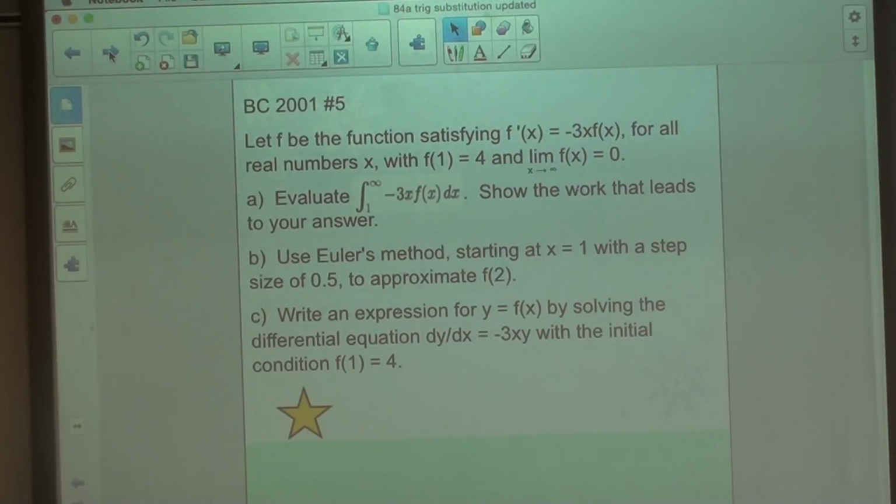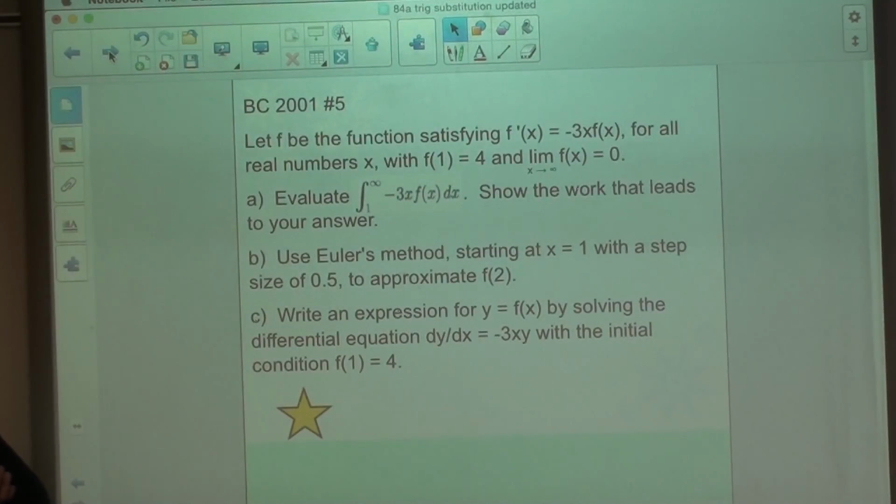Okay, so this is 2001 number 5, which to me feels fairly recent, but had it pointed out to me, not by a student, but by a teacher, that 2001 was a really long time ago. So, anyway, it's to me not, but that's okay. One of our newer teachers.